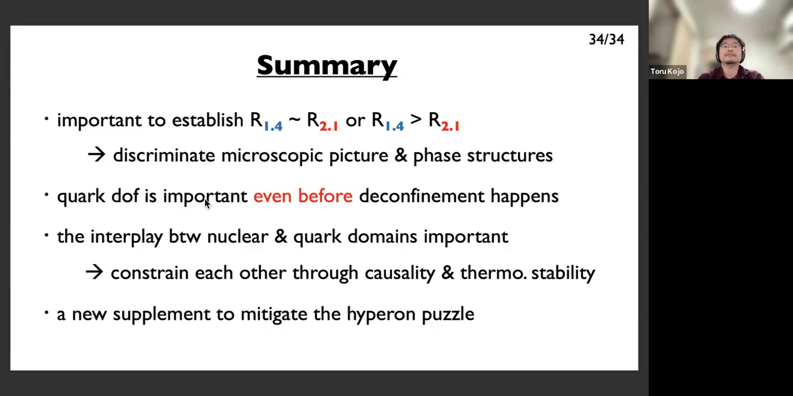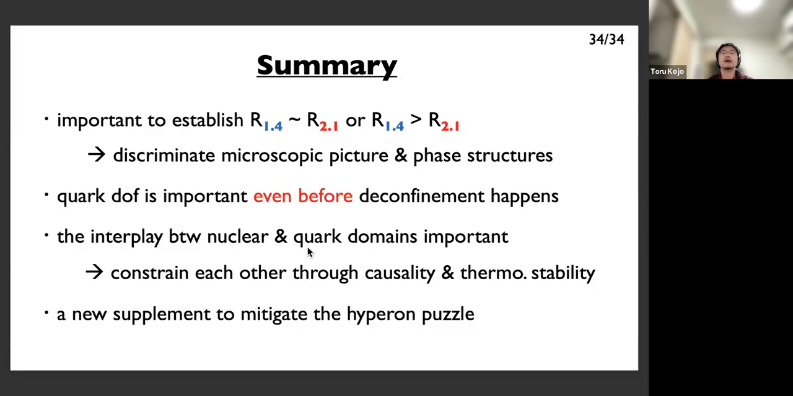And quark degrees of freedom: I tried to convince you that quarks are very important, and quark degrees of freedom are important even before the confinement happens. Even in the nuclear matter or baryonic matter region, we should have some discussion in which the quark description gives some important constraint for the baryon dynamics. The interplay between the nuclear and quark matter domains is very important. They are not separate issues, but should always be considered together.